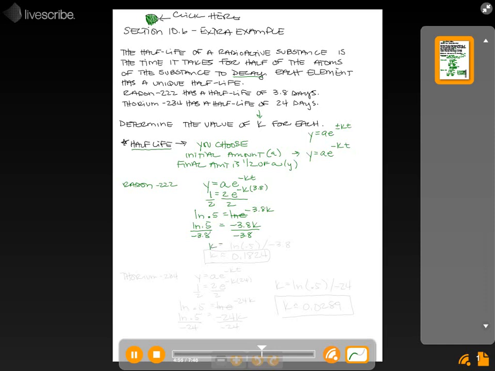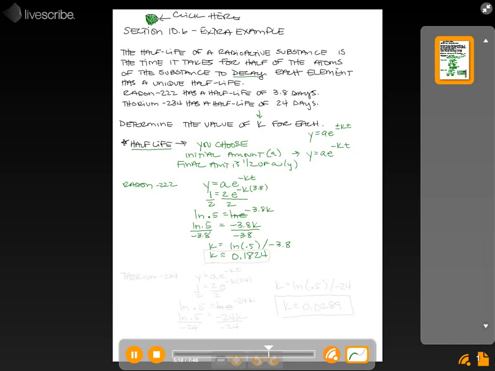So k equals, and we're going to put this in our calculator, the natural log of 0.5, be sure to close your parentheses, divided by negative 3.8. And when we do that, we end up getting k to be roughly, because we're going to round this to 4 decimal places, 0.1824.